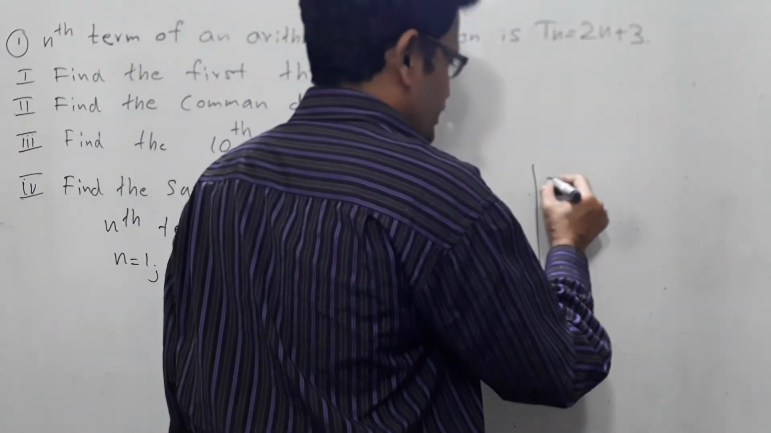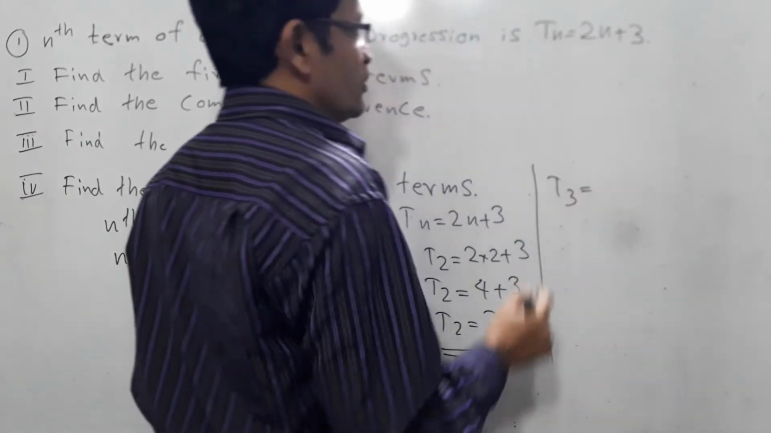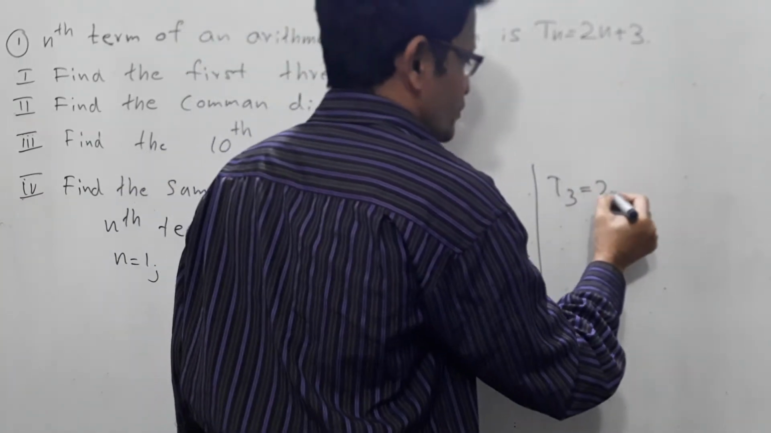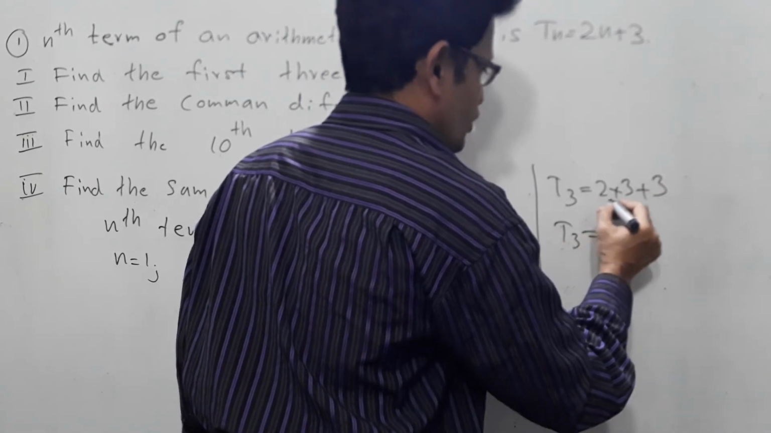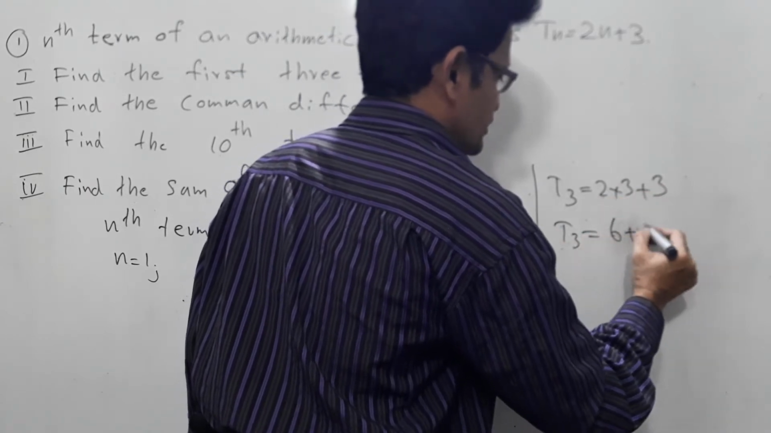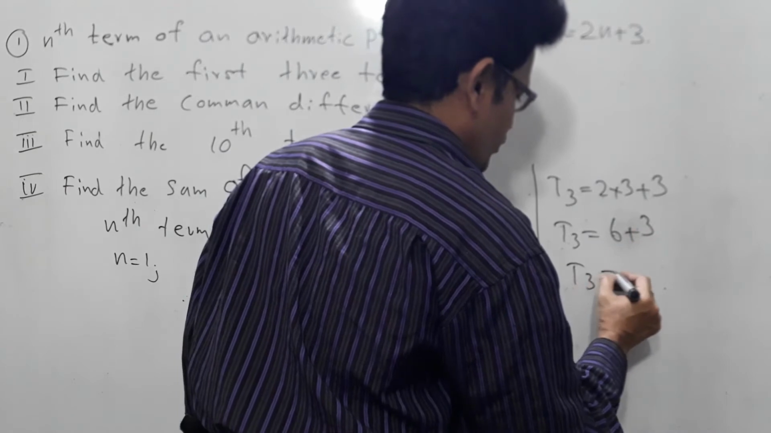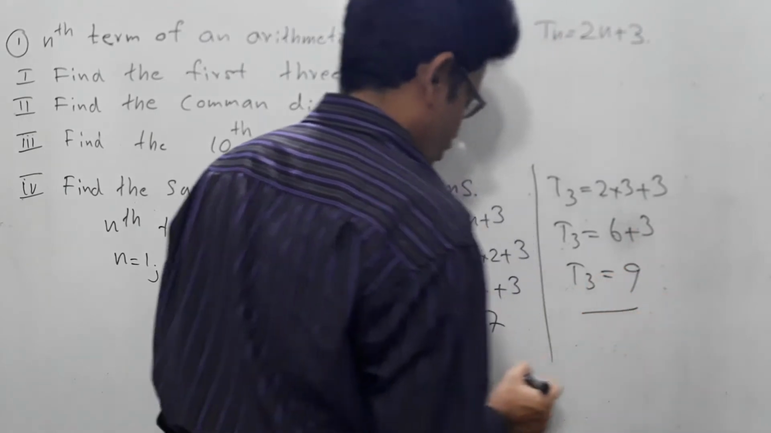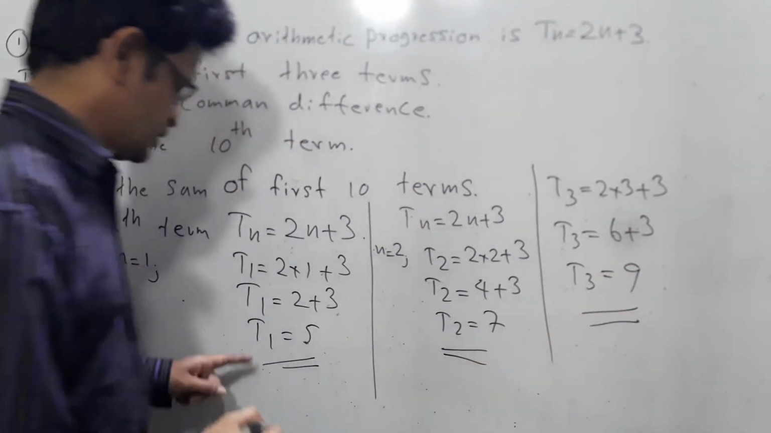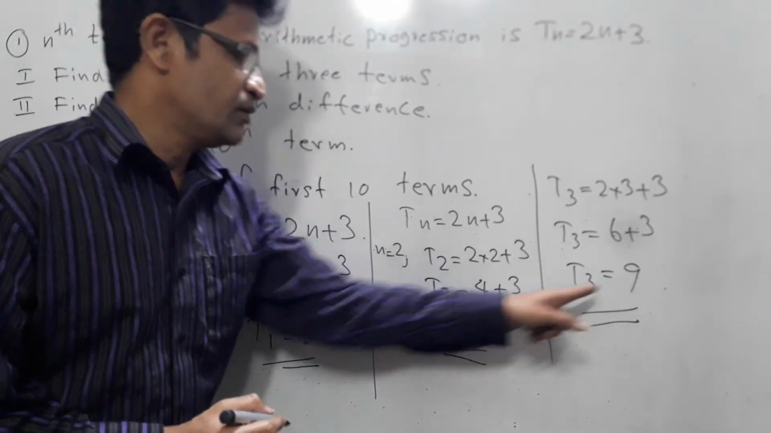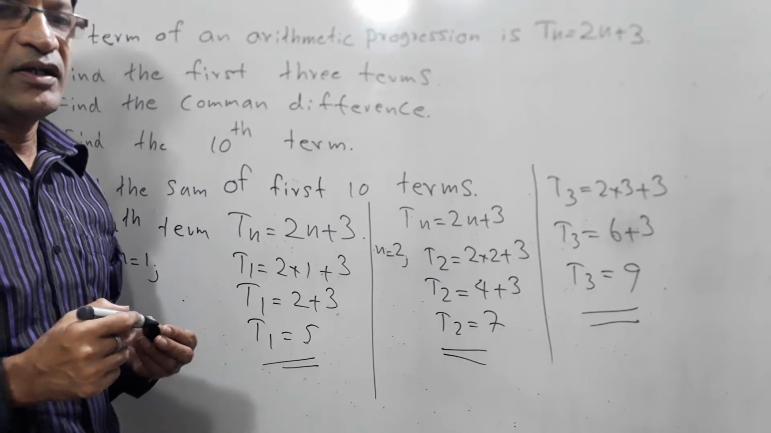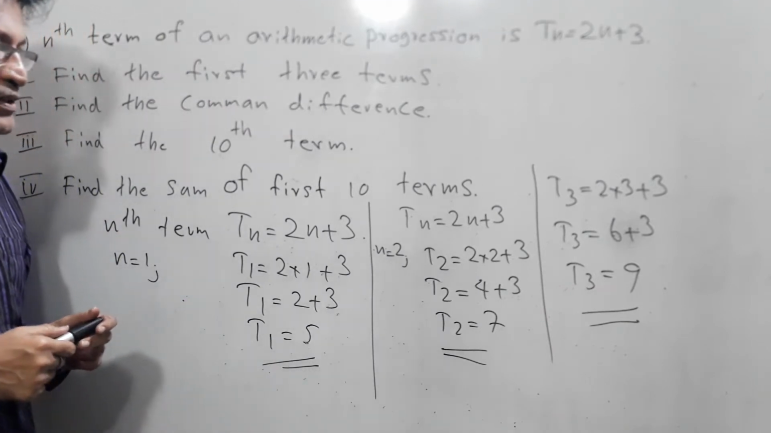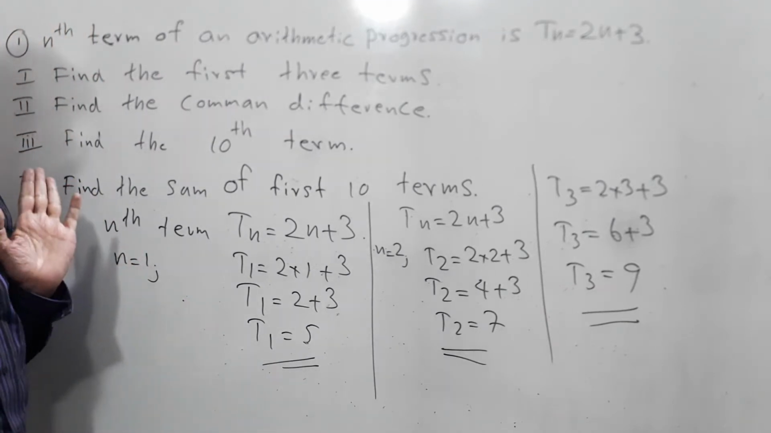Now we'll find the third term. Third term is T3. That means 2 times 3 plus 3. So T3 equal 2 into 3, which is 6, plus 3. T3 equal 9. So we found the first term, second term and third term. What are the terms? 5, 7 and 9. So the first three terms are 5, 7 and 9. I think you can understand up to this.